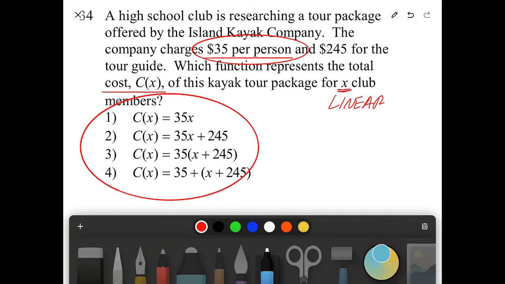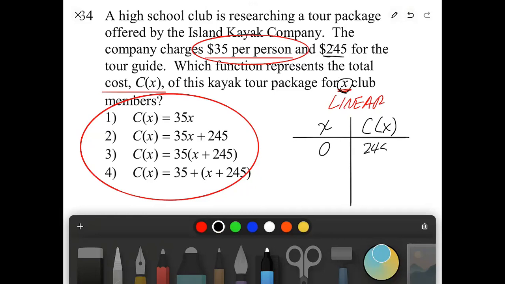Now, this is how I want you guys to do this. All you have to do is create your table. This is X. X stands for the number of people who are going on the tour, and then C of X is going to be the cost for those people. If we have 0 people, we still have to pay for the tour guide. So that's going to be $245.